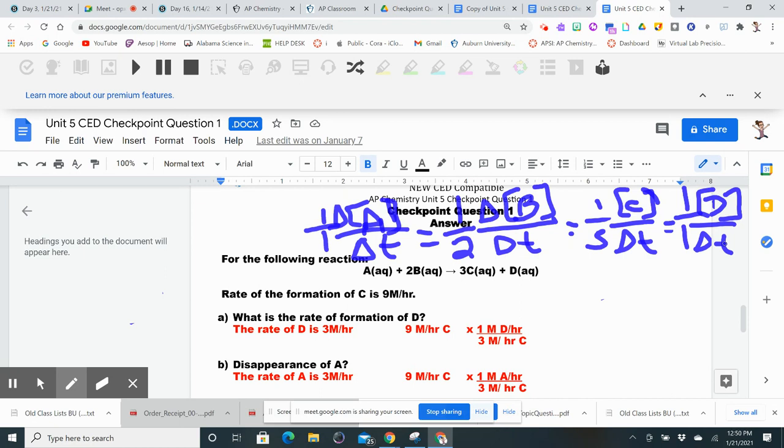Okay? That's just kind of the format of how you do it. You put the coefficient in the denominator, that's 1 over that coefficient times whatever the concentration is divided by the time. And in this case, they give you what the rate is. They just want you to know what you have to multiply that number by.